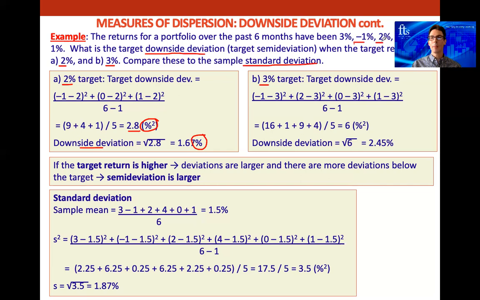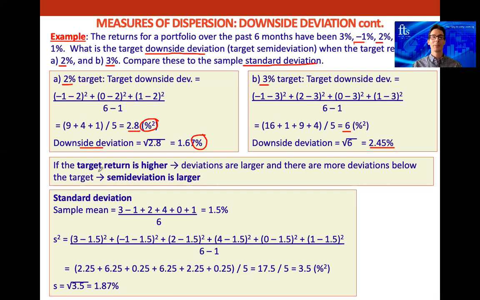That 2% now is also below our target of 3, so we're going to take that one into account. And then the 4 is above, so we're going to ignore the 4. The next one is 0, that's below, so we take the 0. And the 1 is below our target as well. So if we work that all out, it comes to 6, and that's again in percentage squared. We take the square root of that, and we come out at 2.45, and that's going to be our downside deviation.